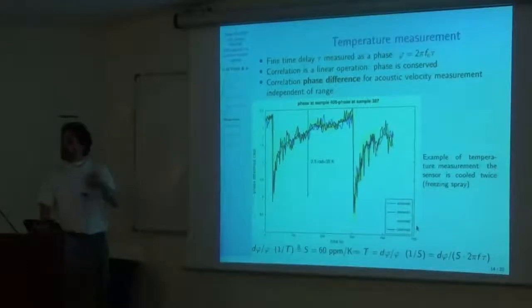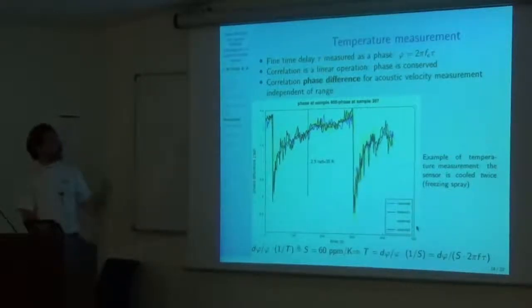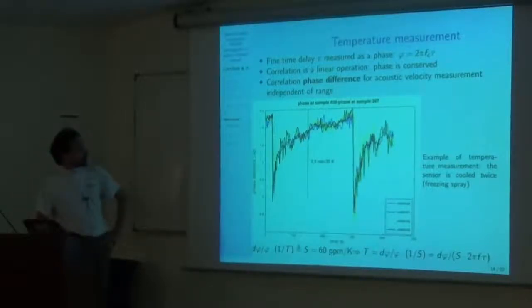And then, because a correlation is a linear effect, if you have a phase shift due to the time delay introduced by the sensor, so basically an accurate time of flight measurement is calculated through phase measurement, well, this is the phase of my sensor, and you see that the phase of my sensor is indeed shifting as I'm cooling down.